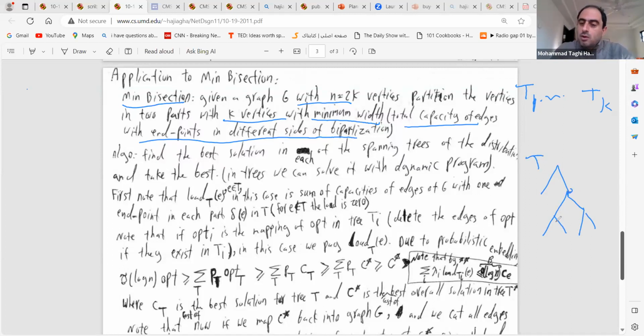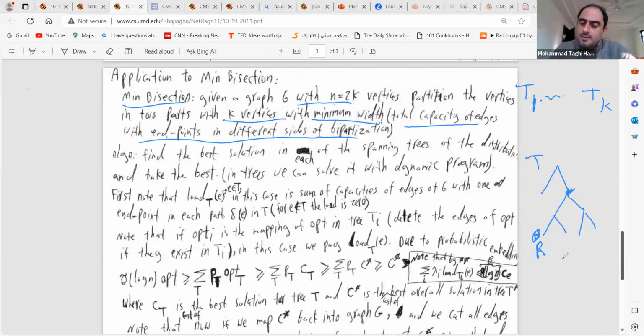Now, just solve the bisection on this one using dynamic programming. On trees, we can solve almost any problem using dynamic programming, in particular bisection. So what is the bisection on trees? You have a set of n nodes, and you want to color each node blue or red, such that the sum of the capacities of edges between blue and red is minimized, and you want to make sure that the number of blues and the number of reds are equal.